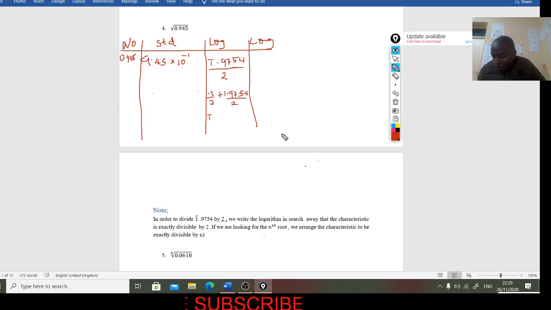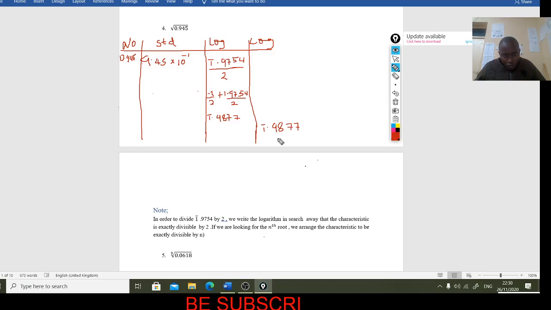That is, if I divide 1.9754 by 2, I'll get 0.9877. So if I add here, it will be 0.9877. Now, that means this is what I was to transfer here, because I was doing the manipulation on that other side. I transfer here 1.9877.